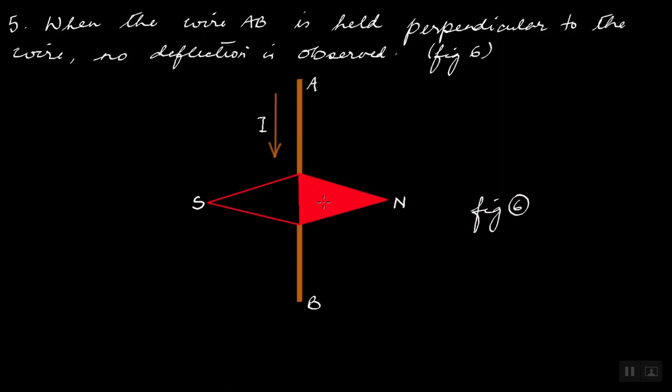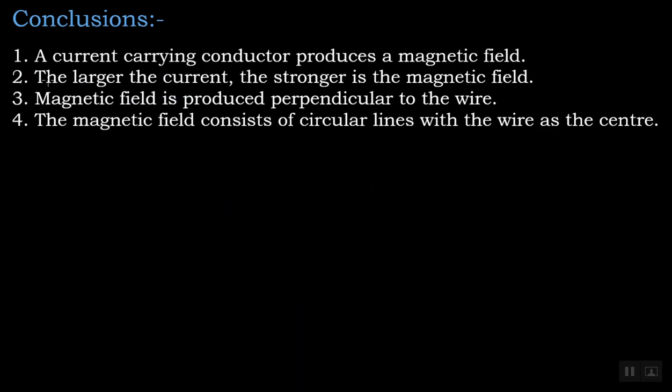So from this simple experiment, Oersted came to the conclusion that a current-carrying conductor always produces a magnetic field. The larger the current, the stronger the magnetic field. Now, how do we know that? When the current is increased, it is found that the deflection of the magnet also increases from its original position. So that is how we come to the conclusion that the larger the current, the more the magnetic field.